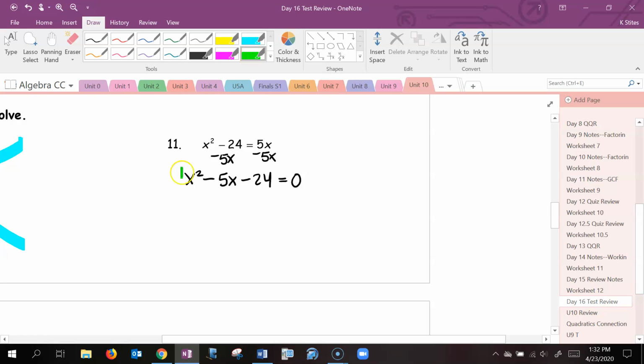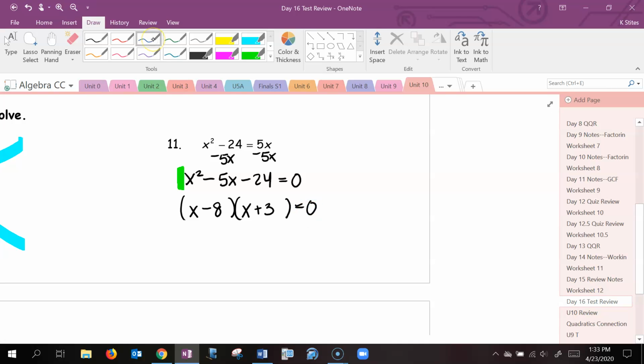That's your first step, get your equal 0. Next step, check and see what's going on with our x squared. It's just a 1 in front, so this is a one-stepper. You can go straight to your box problem. It multiplies to negative 24 and adds to negative 5. It's a negative 8 and a positive 3. Don't lose your equal 0.